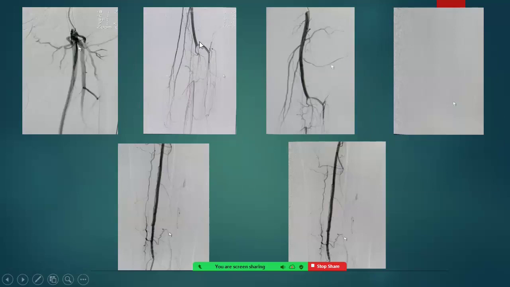This is the BTK disease. This is the posterior tibial artery. That is ventral PCI. Before 2 weeks, we have done the angio. We are not able to visualize the ATA, PTA. These collaterals are not formed.